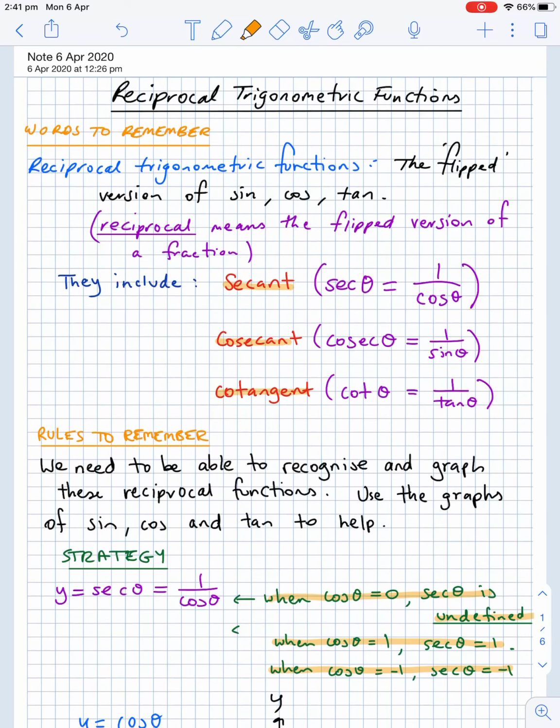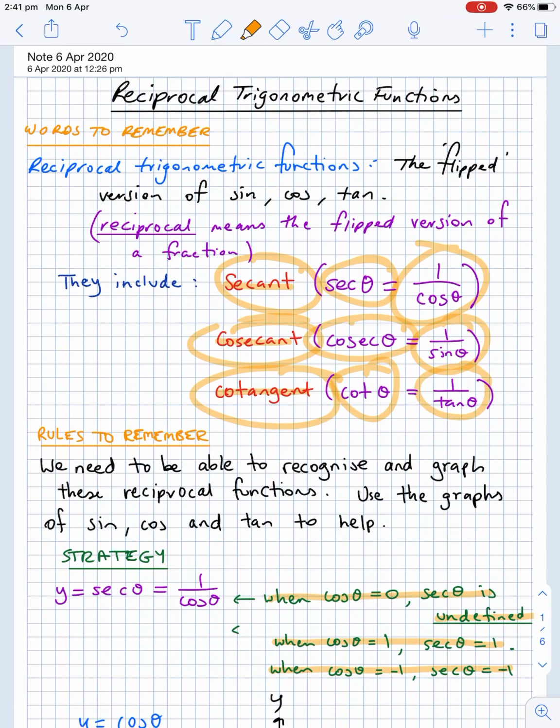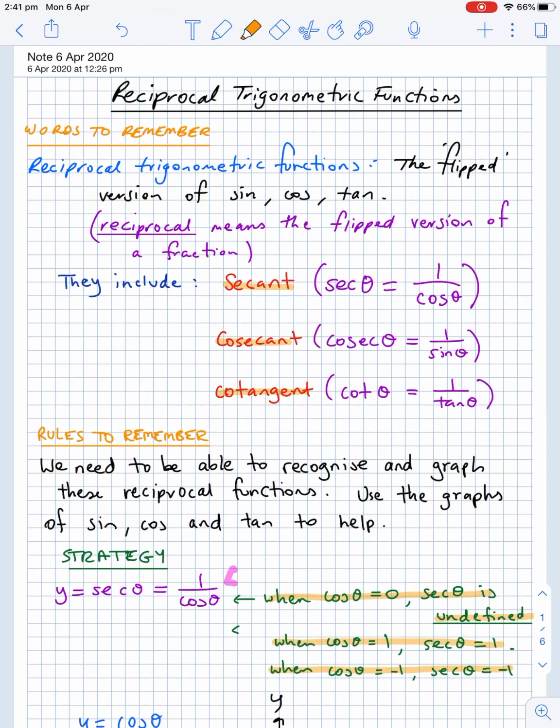And the specific words for these reciprocal trigonometric functions are secant, or sec for short, which is 1 over cos, cosecant, or cosec for short, which is 1 over sine, and lastly cotangent, or cot for short, which is 1 over tan. You do need to remember these.